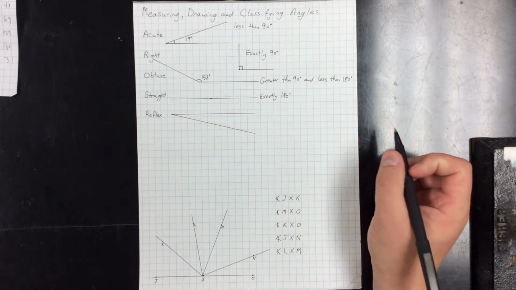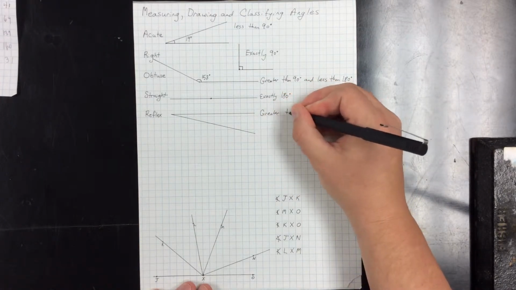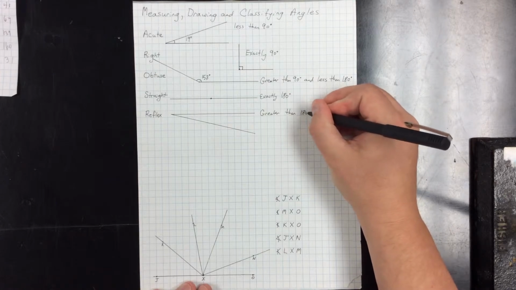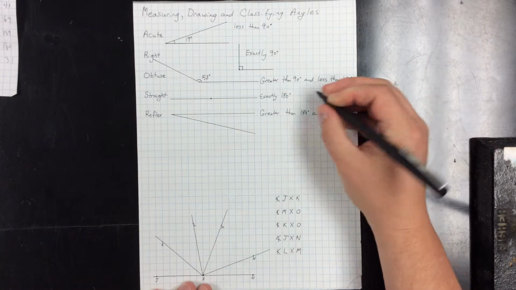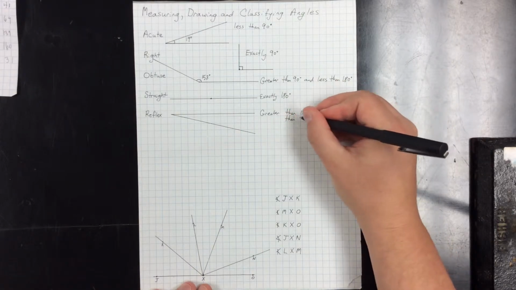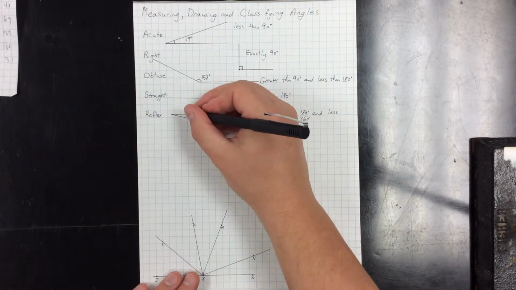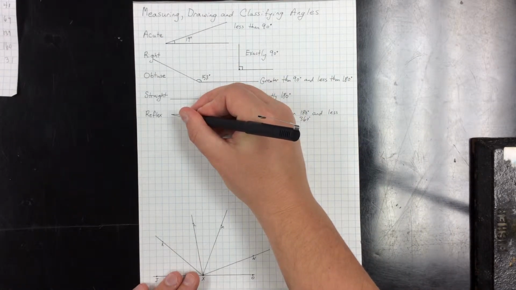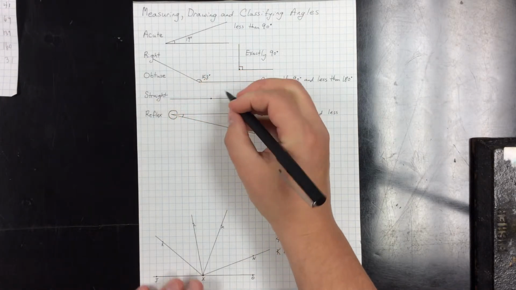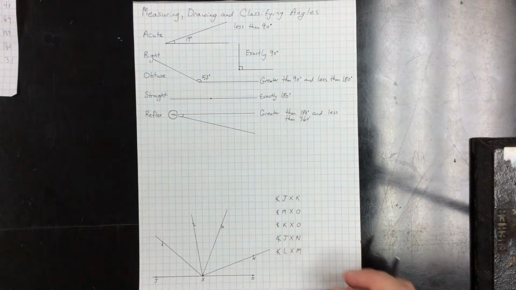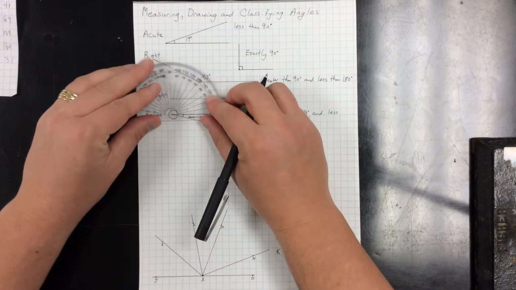A reflex angle is greater than 180 degrees and less than a full circle, which is 360 degrees. So we're between 180 and 360 degrees. In this case, we're going to talk about this angle out here. We'll come back to that one in just a moment. There's a couple of ways to figure this out. First of all, we know that a straight angle is 180 degrees.